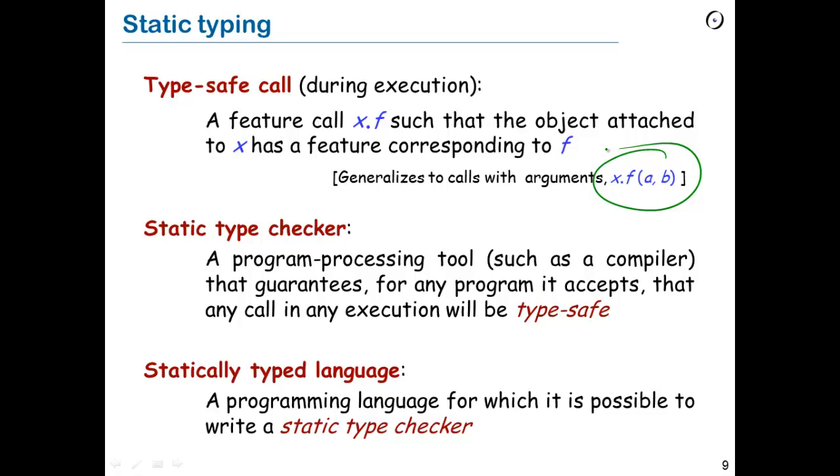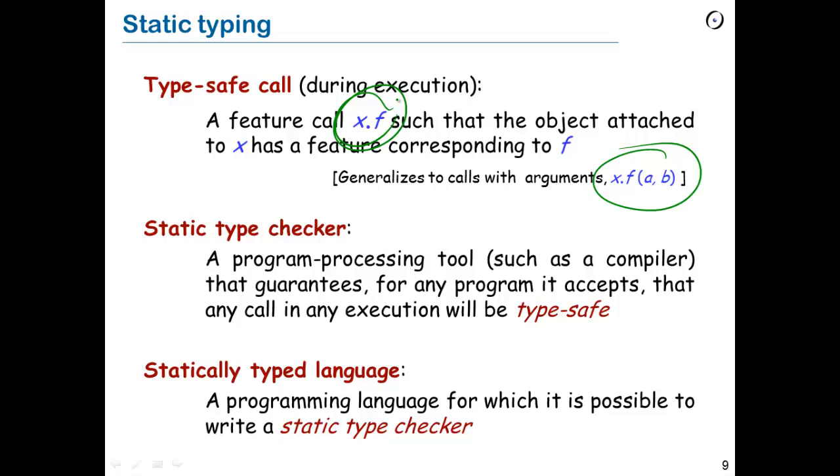Let's now go over to the static side. We say that a static type checker is a tool, for example, a compiler, but it could be a separate tool. It doesn't have to be integrated in the compiler, that guarantees that for any program it accepts, every call in every execution of the program will be type safe. It's a pretty strong guarantee, right? Because we have a single program text, we analyze it, we meaning the tool, and then if the tool says yes, then it's a promise that every possible execution of that particular call in every possible execution of the program will be type safe, meaning that the feature that we need will be found there.